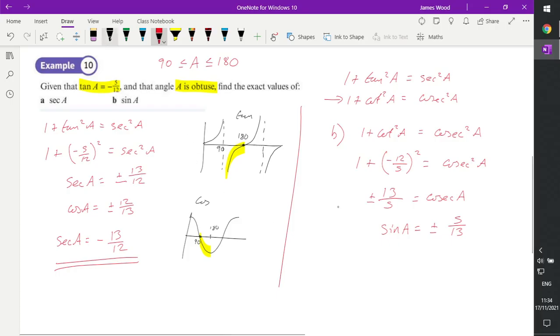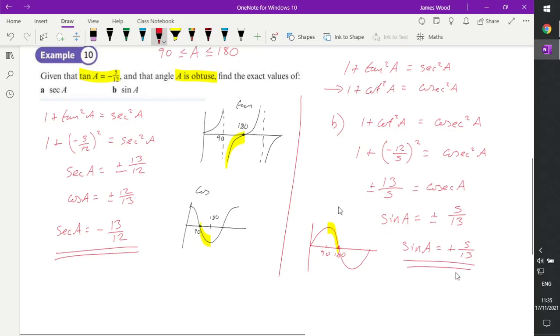So let's draw the graph of sine. There's 180, there's 90. It's obtuse, this angle, so we want to go in between those two. So it is in this region here. And we can see that it must be positive. So sine A must be positive 5 over 13.